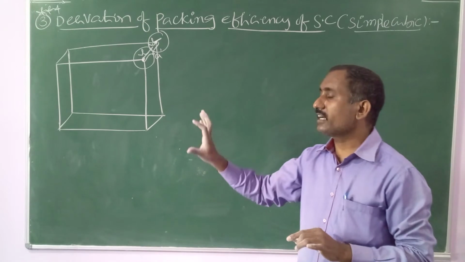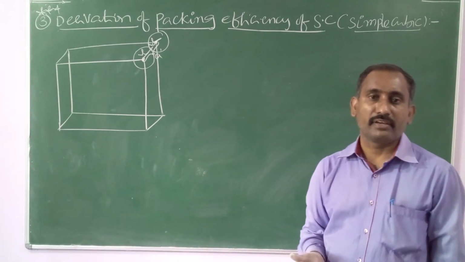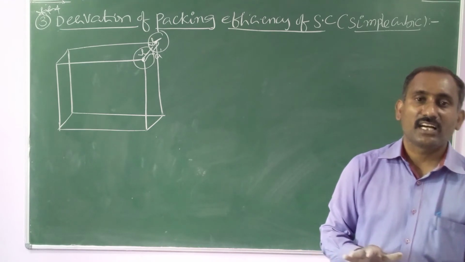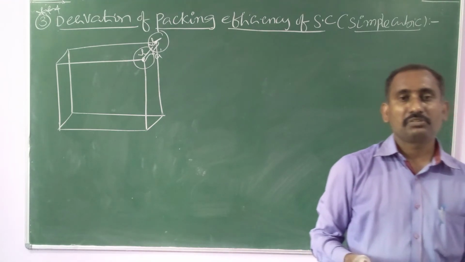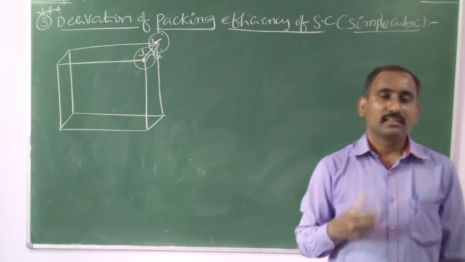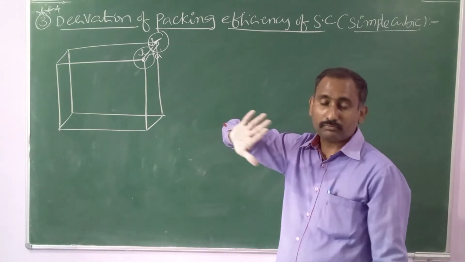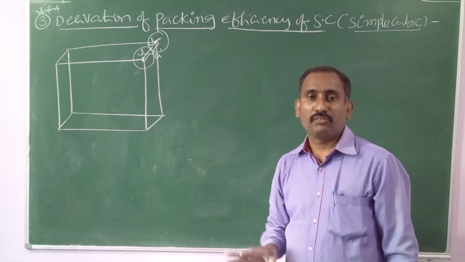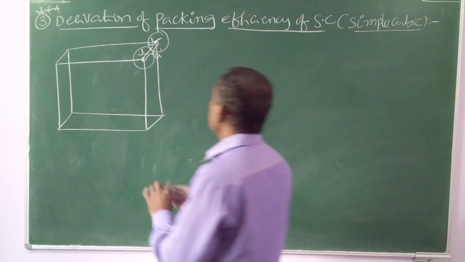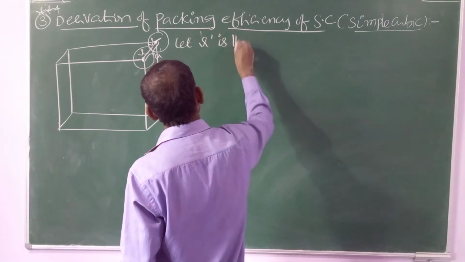Here there is no face diagonal and no body diagonal. Why? Particles are not present at the center of the face or at the center of the body. If they were present at the center of the face, we would have a face diagonal; if at the center of the body, a body diagonal. Here constituent particles are located only at corners, hence no question of face diagonal or body diagonal. Same explanation: let r be the radius of the sphere.